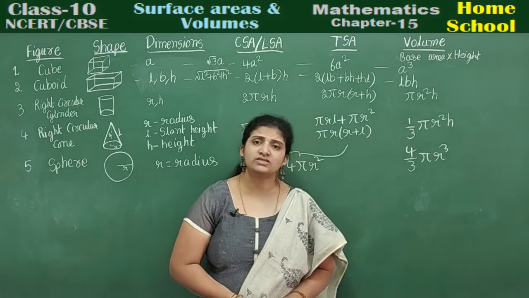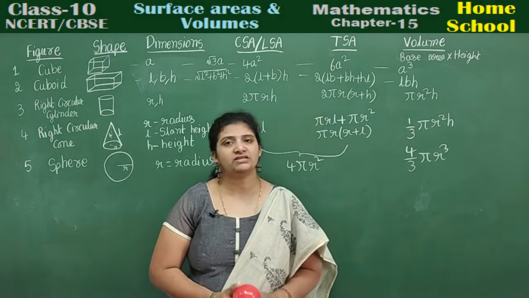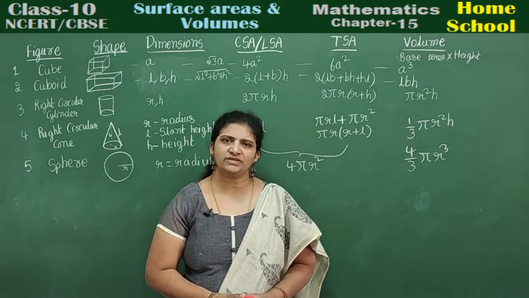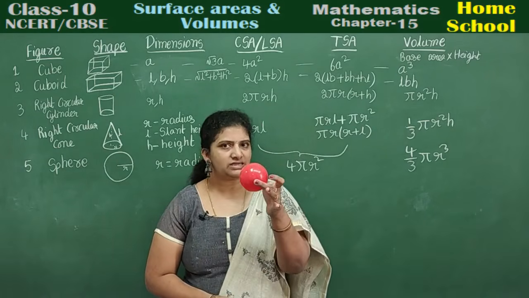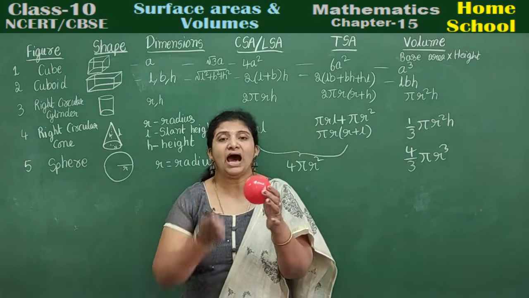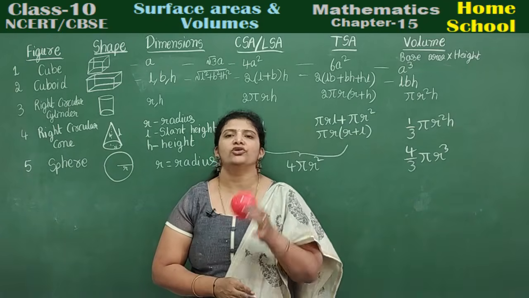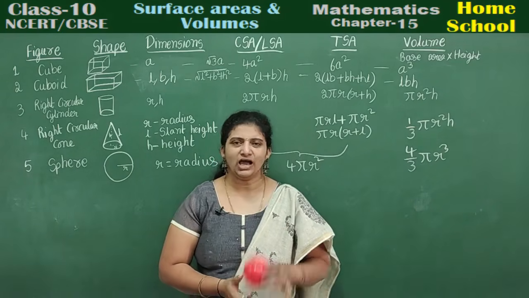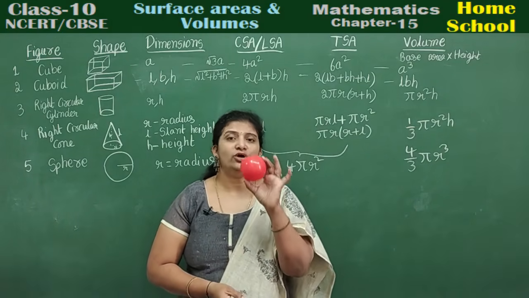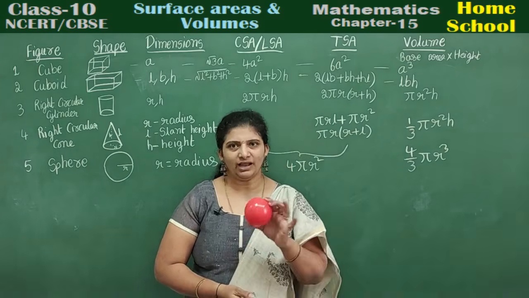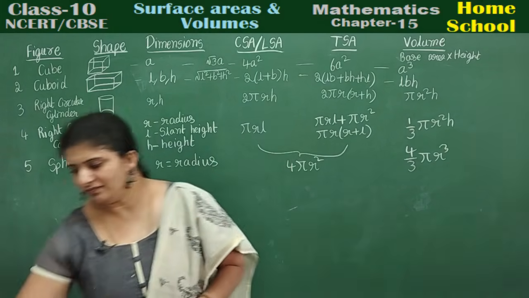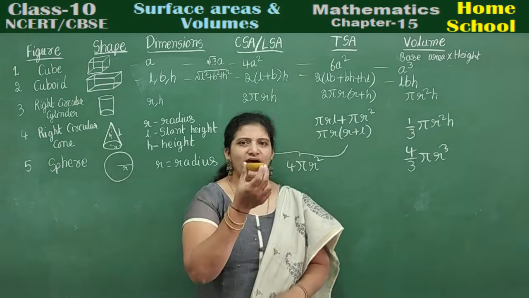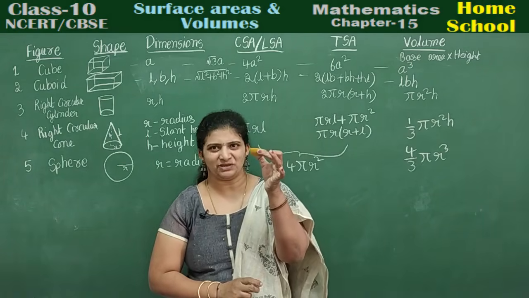Now coming to the next solid, it is the hemisphere. How do we get a hemisphere? See here, this is a sphere, and hemi means half. Half of this sphere gives you a hemisphere. How many hemispheres can you get? 2 hemispheres, right? Let's see the hemisphere now. So have a look, this is the hemisphere.